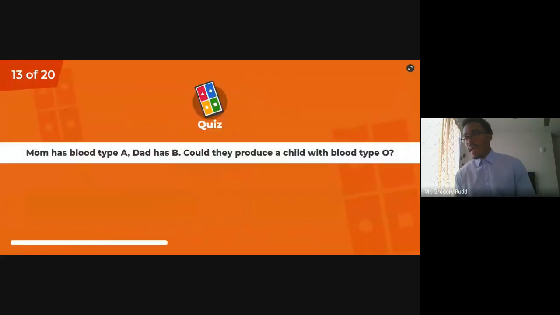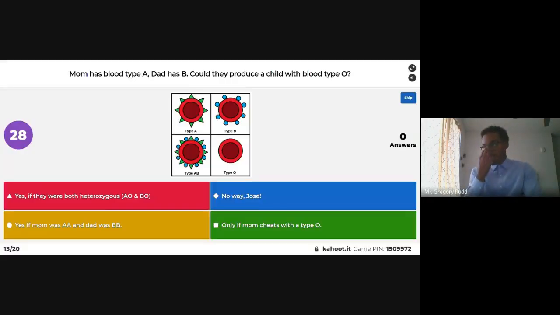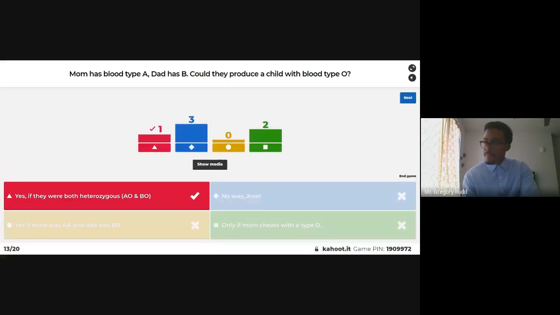Mom has blood type A, dad has type B. Could they produce a child with type O? Yes, it is possible. Only one person gets it right.